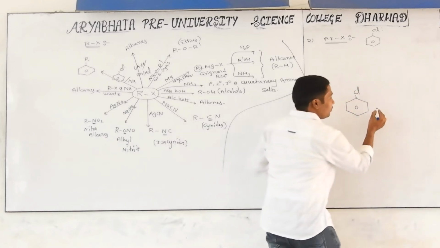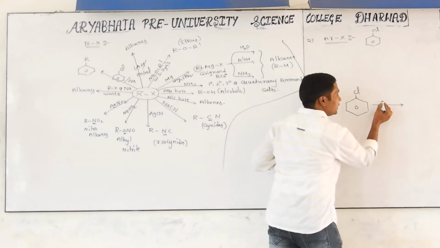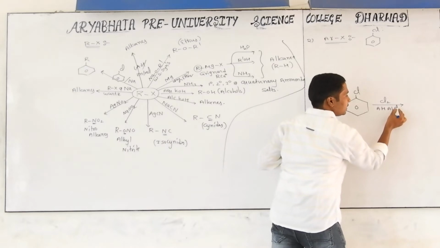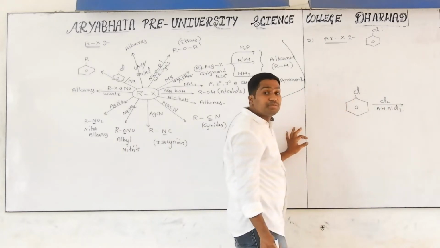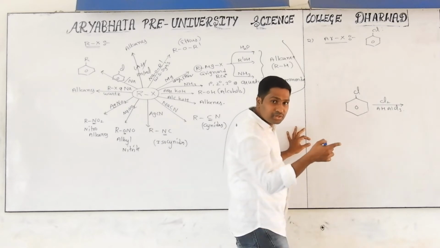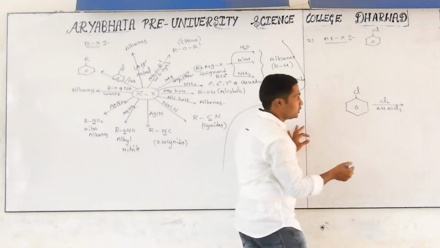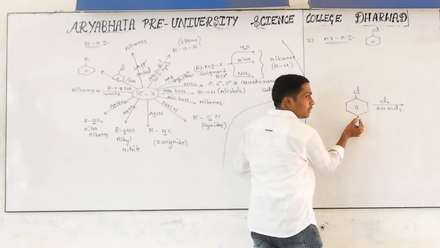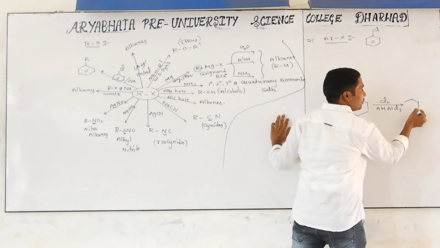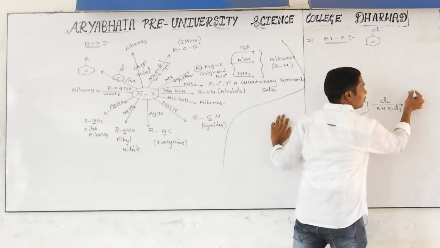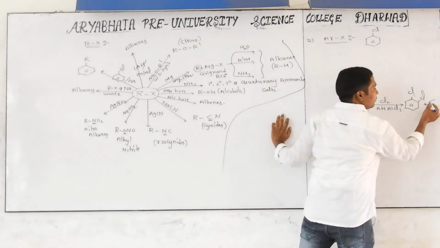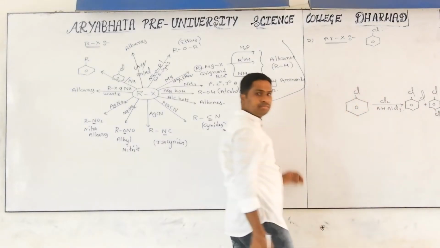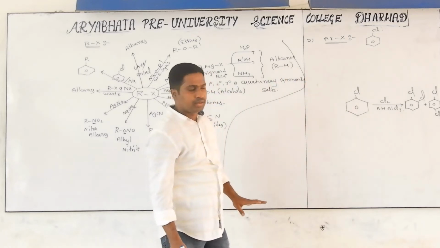Chlorobenzene reacts with Cl2 in presence of anhydrous AlCl3. What happened? Substitution is going on. Electrophilic substitution, we discussed this in the last second class. Further substitution will take place at which position? Ortho position and para position. That's why we are getting ortho dichlorobenzene and para dichlorobenzene. Relatively, para is the most stable.